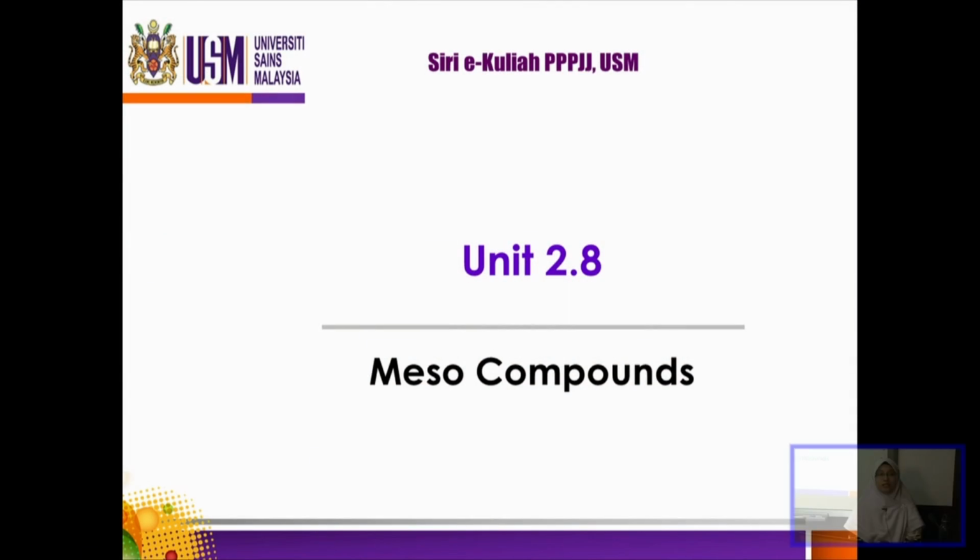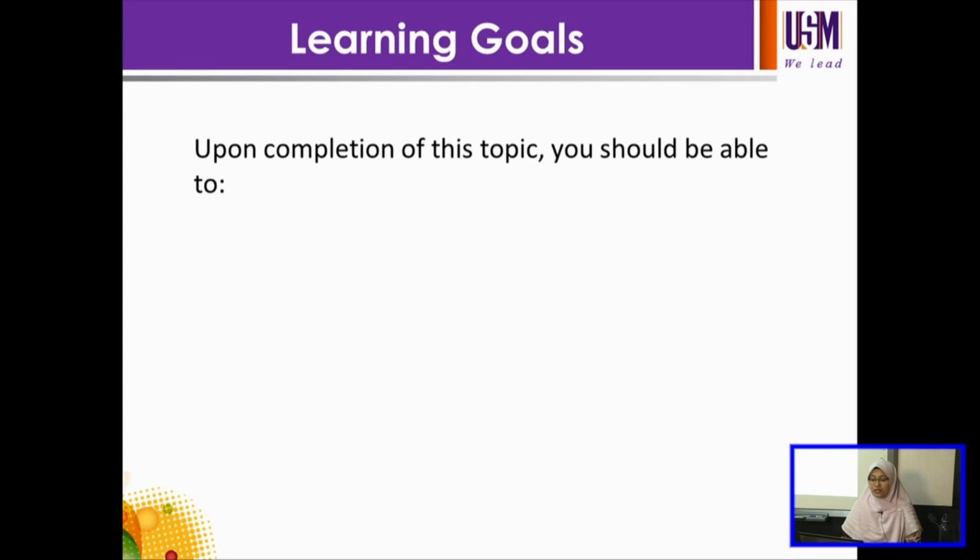I'm Dr. Sumia Sabah and this is the 8th video covering chapter 2, which is mesocompounds. In the previous video, we have looked at what is enantiomer and what is diastereomers. A mesocompound is another type of stereoisomers. So we will discuss more details on mesocompound and how to identify them. Upon completion of this topic, you should be able to identify mesocompound.